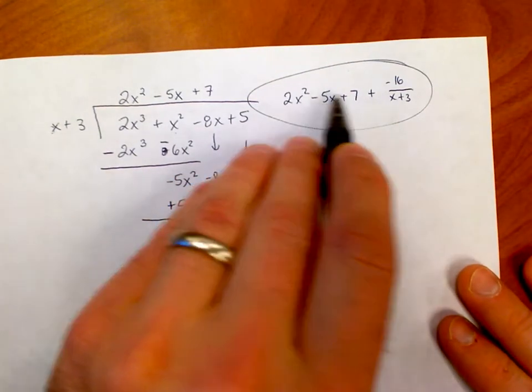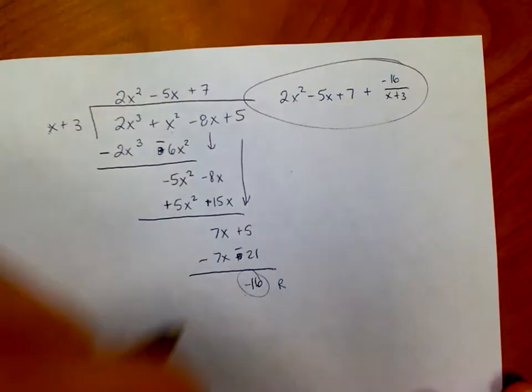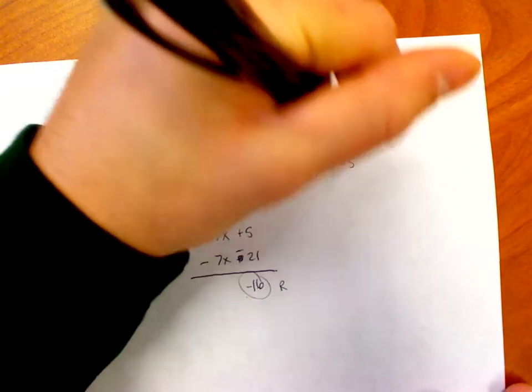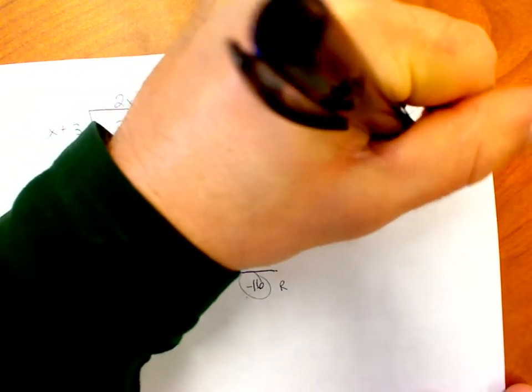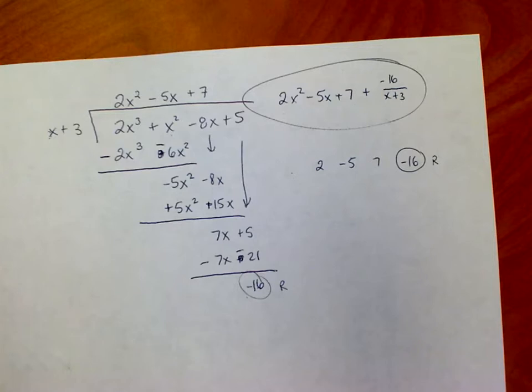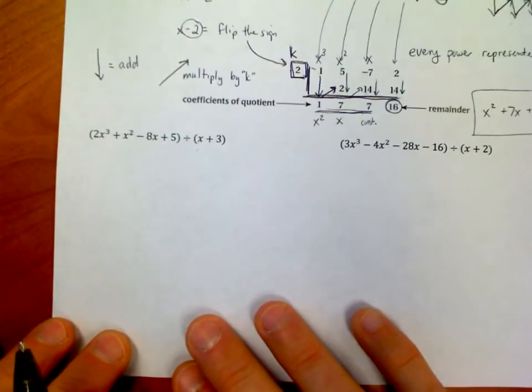So remember this: 2, negative 5, 7, and negative 16 for the remainder. Just keep that in mind. Let's go do this the synthetic division way. We'll compare at the end.